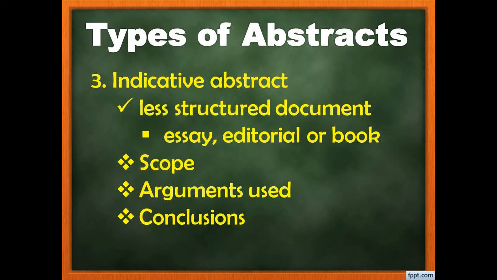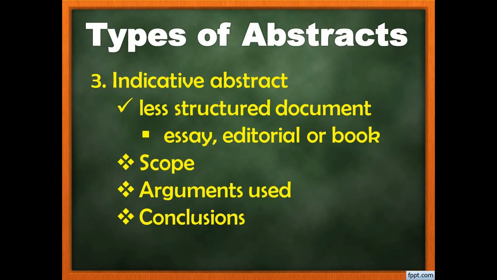The first is scope. The scope section of an indicative abstract should state the range of the material dealt with in the original document as well as the starting premise of the document. An abstract for an essay on Shakespeare's comedies, for example, would state that the bard's comedies make up the focus of the essay.